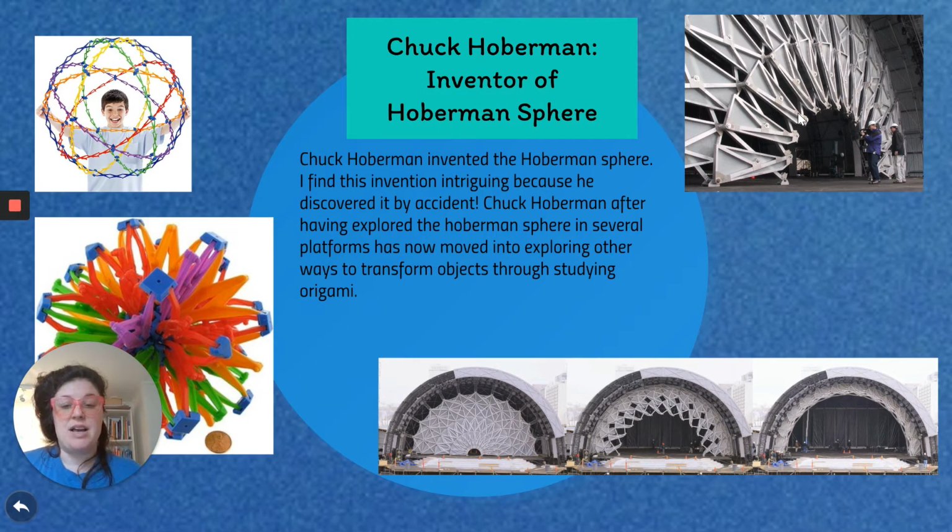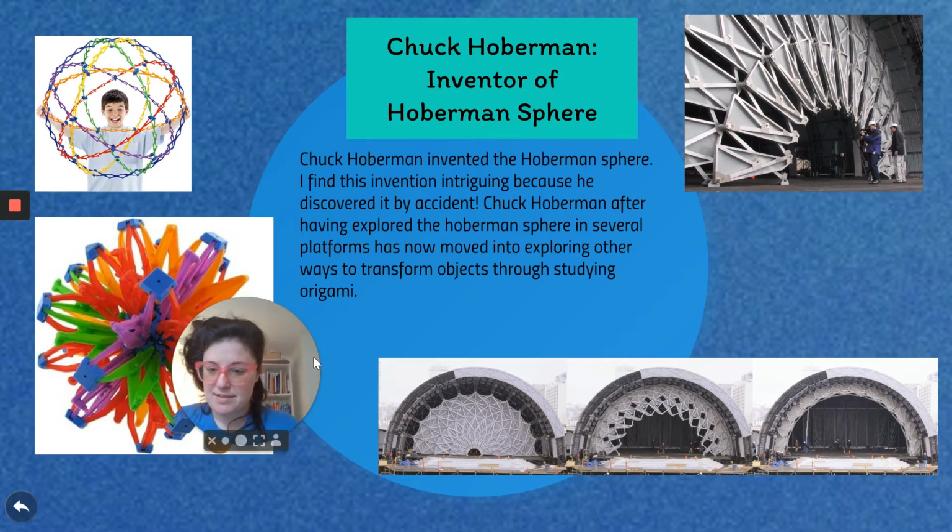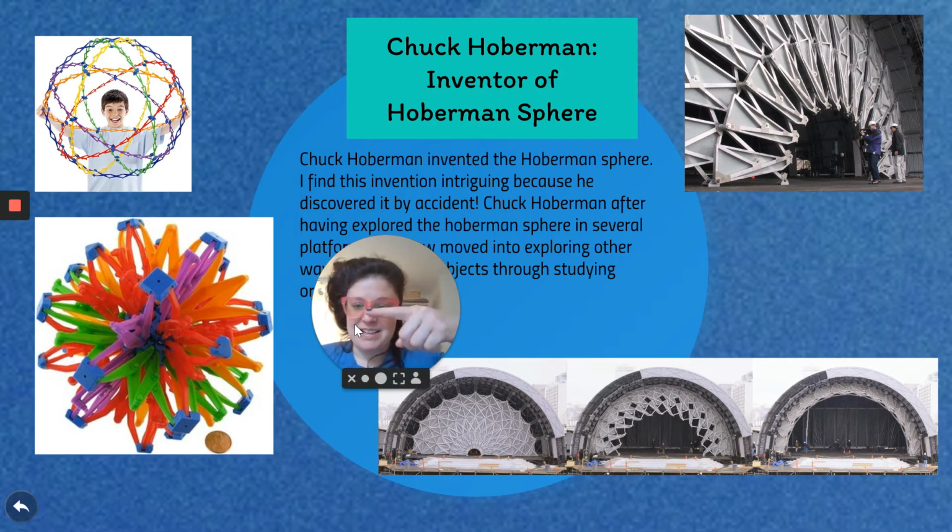Chuck Hoberman, after having explored the Hoberman sphere, I've been saying that a lot, in several platforms, has now moved into exploring other ways to transform objects through studying origami. Like what? He goes from this kinetic structure. If you look at this object right over here, this thing that looks like a little spiky ball, it actually kind of explodes like this, kind of like that little boy right up there. And it only takes a little bit of movement for it to go in and out like this.